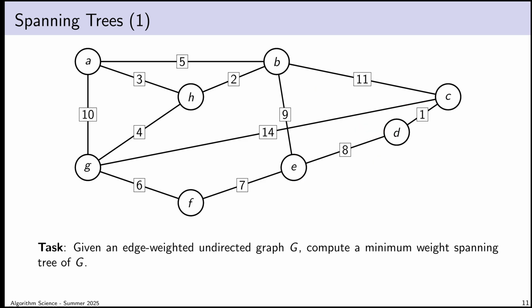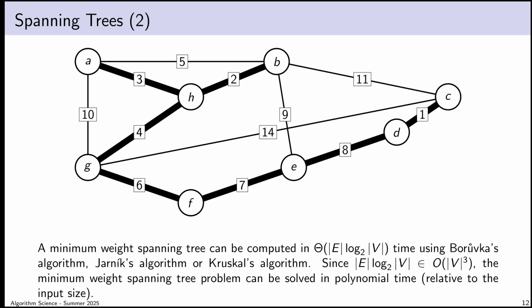Okay, so given an edge-weighted undirected graph G, compute a minimum weight spanning tree of G. And of course, we know that we can do this in polynomial time. This expression here, which happens to be the running time of a certain implementation of Boruvka's algorithm, Jarnik's algorithm, or Kruskal's algorithm, as we saw back in, I think, lecture 31, this expression is in fact polynomial in the input size.